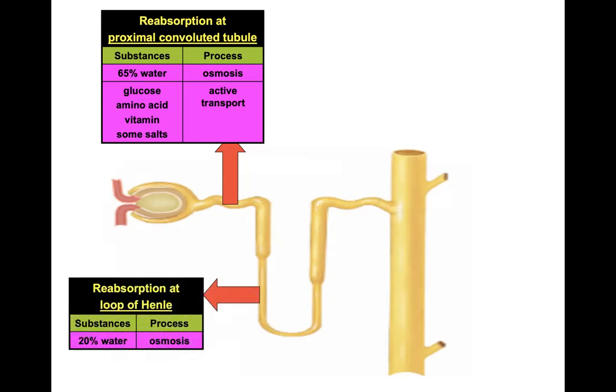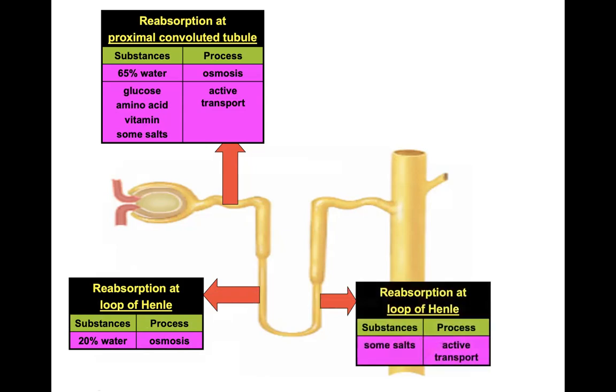As I said, the same process will occur in the loop of Henle. But here, in the loop of Henle, only 20% of water will be reabsorbed, and this is done by osmosis. Then on the other side of the loop of Henle, some salt will be reabsorbed, and that process is known as active transport. So the same process but different substances will be reabsorbed.